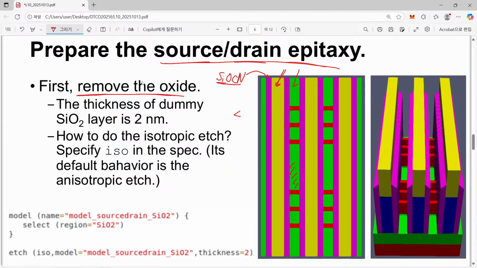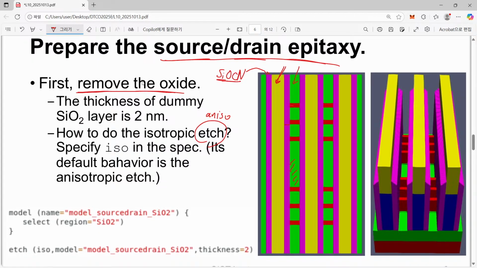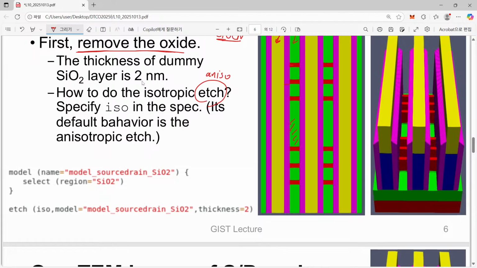Up to now, our code, Armstrong-Craft, always allowed anisotropic etching. So always directional etching was allowed, but in this relatively new release, now you can just specify the ISO option, then you can do isotropic etching. So where can you find it? Here, etch, parenthesis, and now you have ISO.